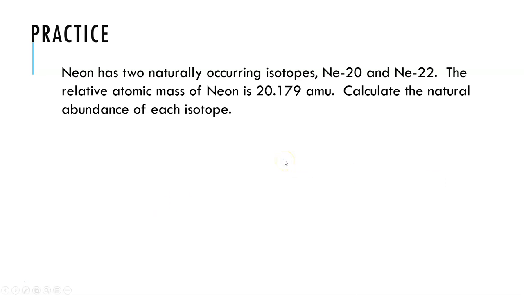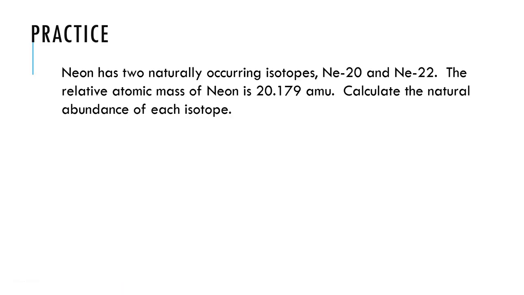All right, so this problem says that neon has two naturally occurring isotopes, neon 20 and neon 22. The relative atomic mass of neon is 20.179. Calculate the natural abundance of each isotope. Same type of problem, different numbers. So for this one, I'm going to go through it a little bit quicker because I expect you guys have already completed this and completed it correctly.